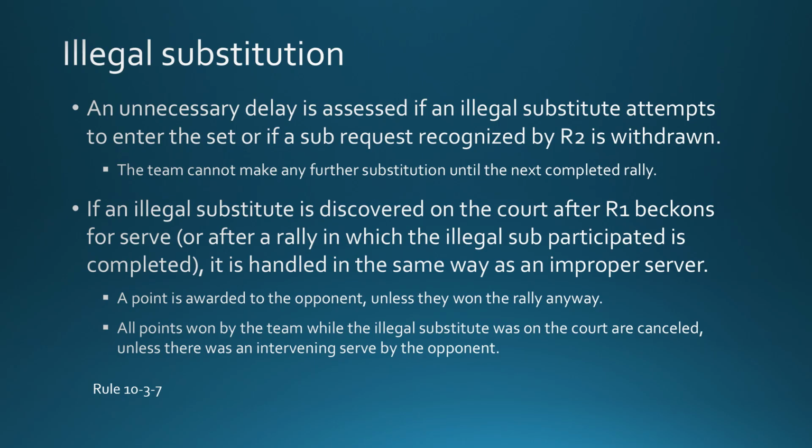An illegal substitute discovered on the court after R1 beckons for serve, or after a rally in which the illegal sub participated is completed, is handled in the same way as an improper server, which is to say a point is awarded to the opponent unless they had won that rally anyway, and any points won by the team while the illegal substitute was on the court are canceled unless there was an intervening serve by the opponent.